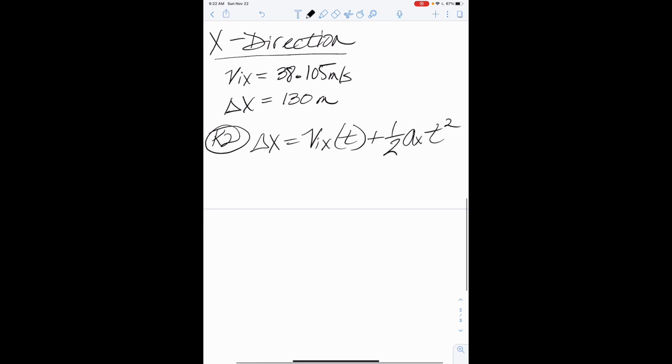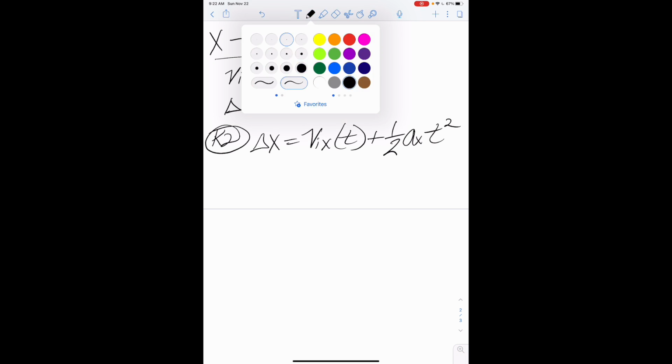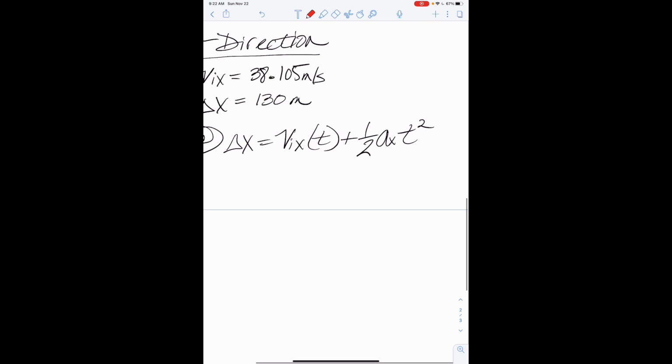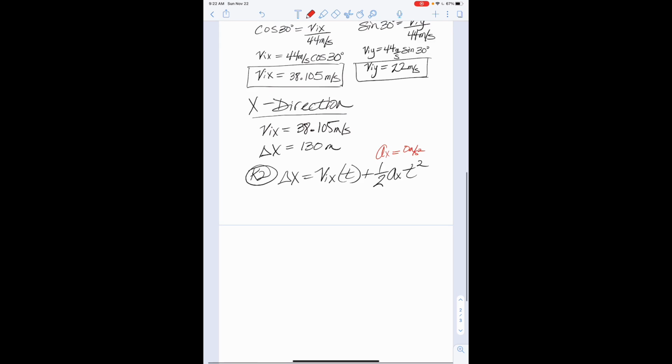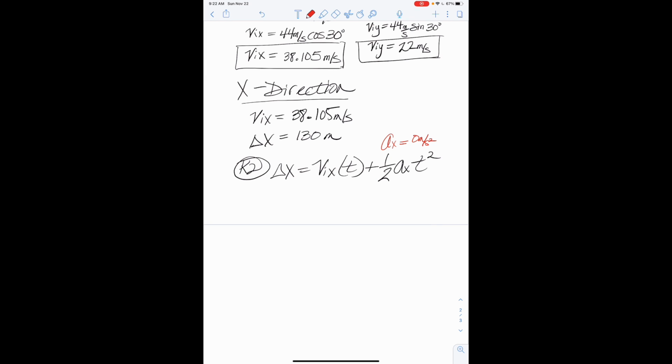And we knew that projectiles don't accelerate in the x direction, left or right. They do right when they're hit by the bat, but our problem starts after the ball leaves contact with the bat. So that means that acceleration in the x direction is 0. This whole term here becomes 0, and we're left with this.